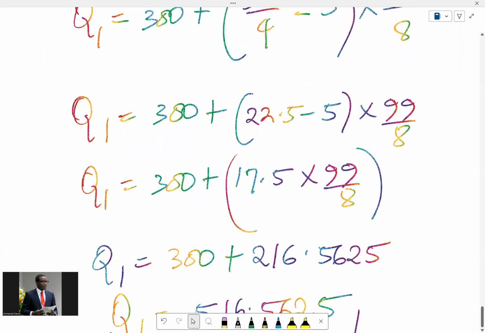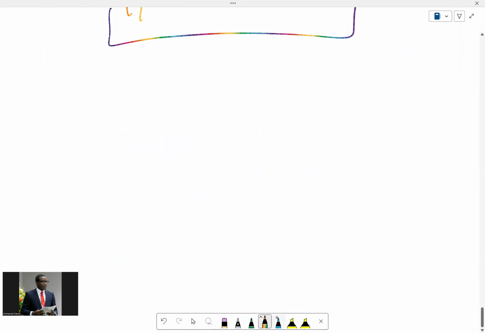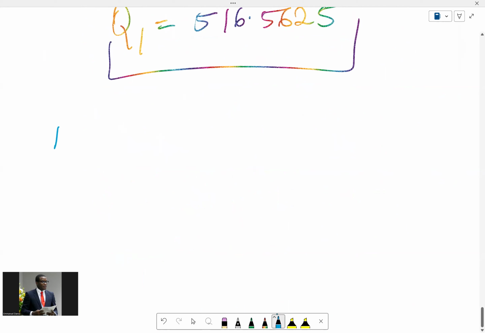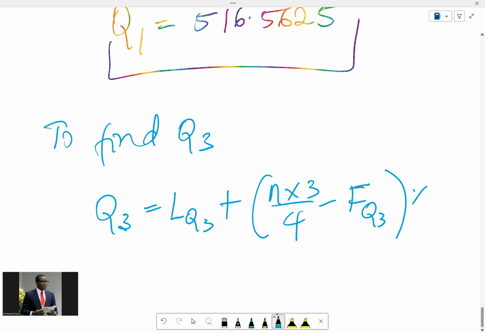That is Q1. So we need to find Q3 now. To find Q3, again, Q3 would be the lower bound of the Q3 class plus n times 3 over 4, because the third quartile is the 3/4 class, minus the cumulative frequency before the Q3 class, times the class width, divided by the actual frequency of the third quartile class.